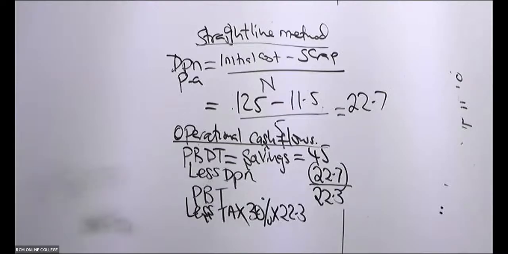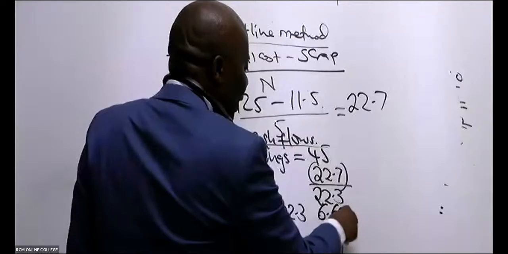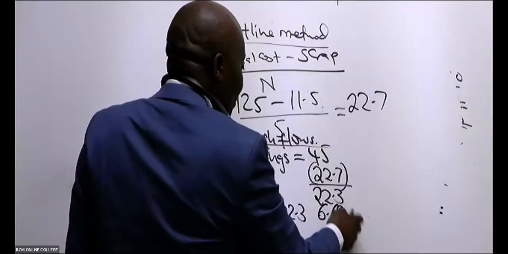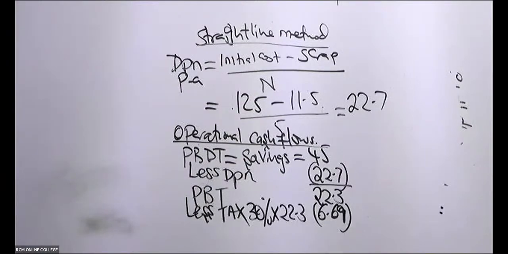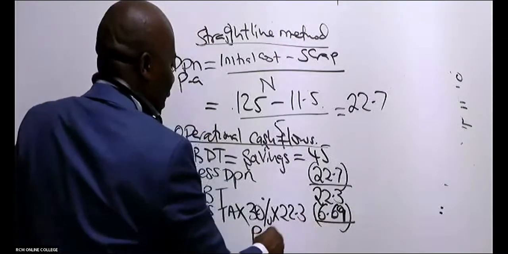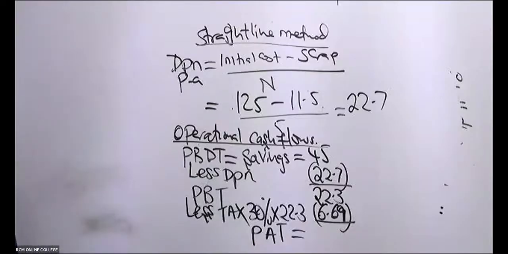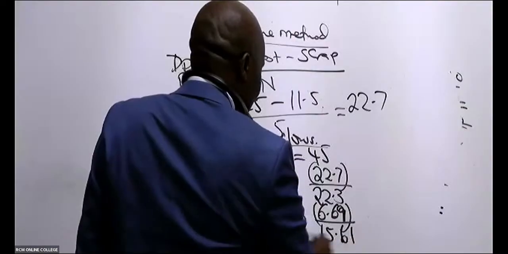So my physical students, is there somebody who is able to see 6.69? I hope I'm not very fast because I don't want to leave anybody behind. So in this case here, we have our taxation of 6.69. And then now we are able to get our profit after tax. Profit after tax, how much? 15.61. Yeah, 15.61. Thank you very much.